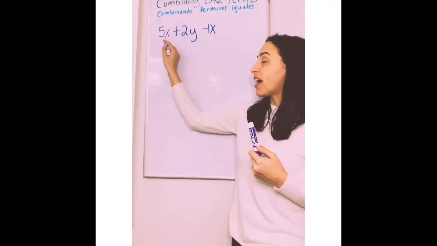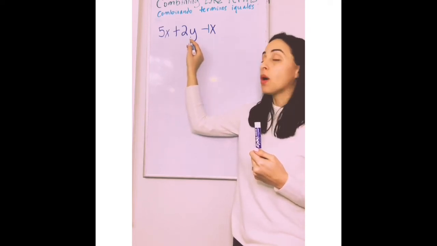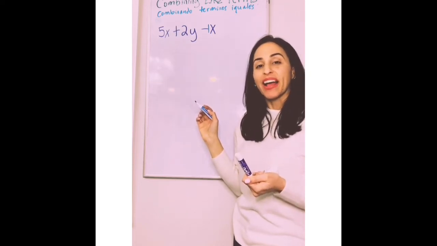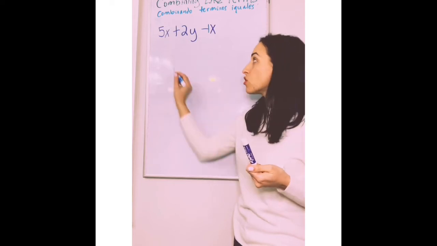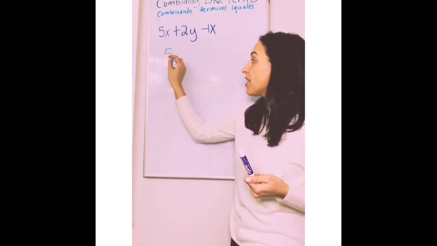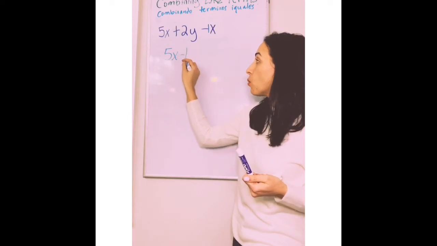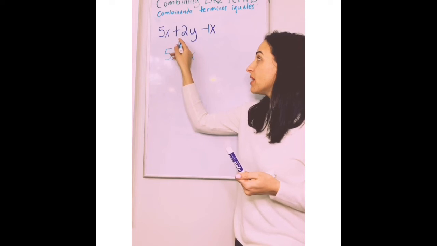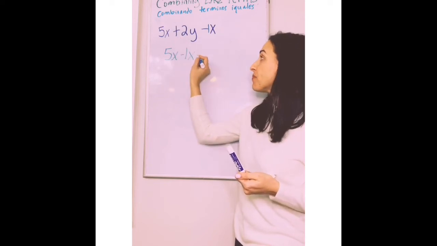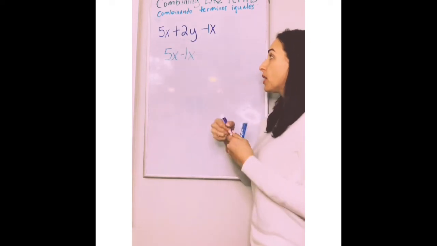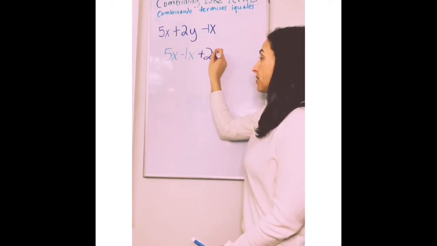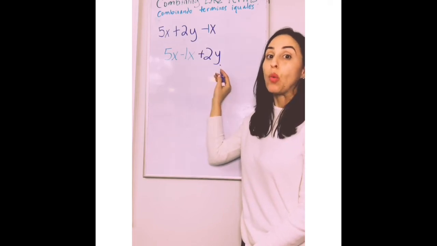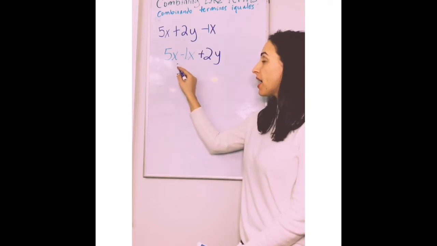So we have 5x, 2y, and negative 1x. What terms are alike? The 5x and the negative 1x. So I'm going to combine those. 5x minus 1x, because we have x and x. And what do I have left? I'm going to take the operation that's in front, and I have plus 2y. They are not alike because these are x's as my variable. This is y.